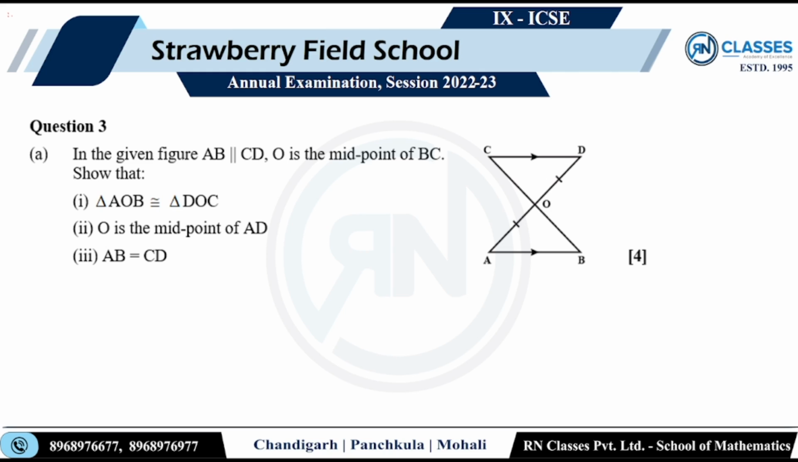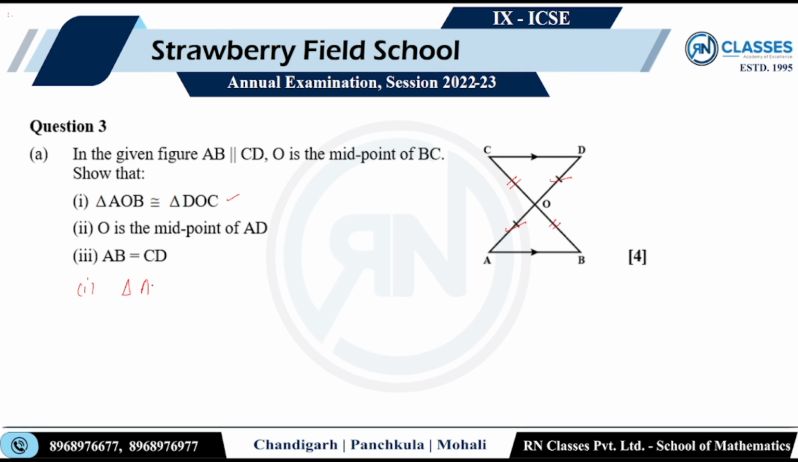Question number 3. In the given figure, AB is parallel to CD दिया हुआ है. O is the midpoint of BC. BC पे O midpoint है, मतलब कि ये पार्ट इस पार्ट के इक्वल है. Show that AOB is congruent to DOC. Okay. And O is the midpoint of AD, मतलब कि ये प्रूव करना है. And AB is equal to CD, ये भी प्रूव करना है. Okay. Let's start with the very first one.